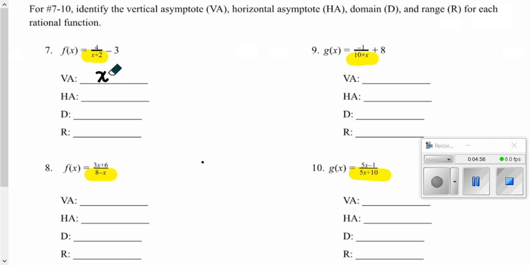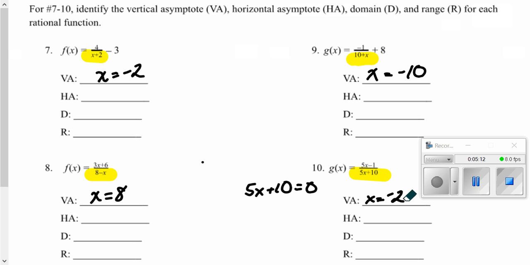So for example, -2 would be bad. Here, 8 would not be good. Here, negative 10. Here, might have to do a little thinking, but only a little. Right? Let that equal 0, and you get negative 2. So those are my vertical asymptote values.